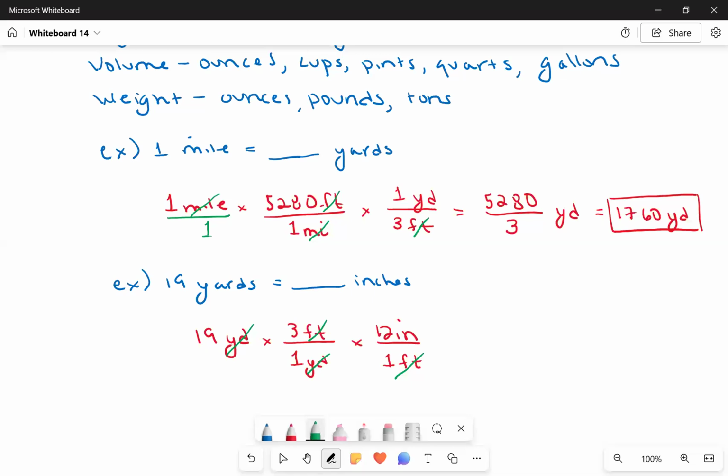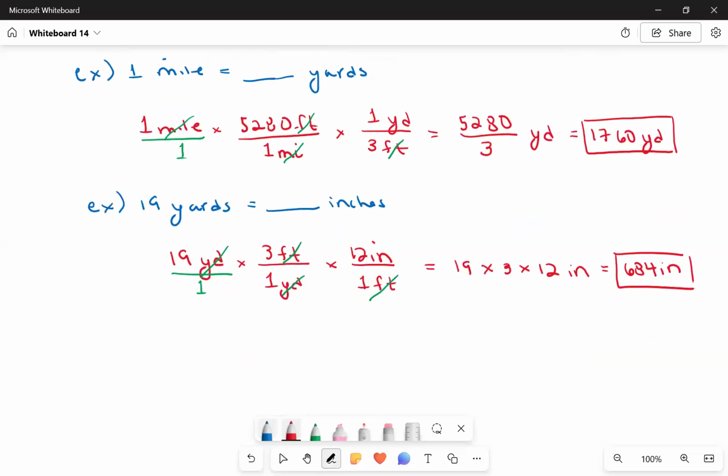What I am left with in the numerator is 19 times 3 times 12. By the way, sorry, this is over 1. It's all over 1 technically in the denominator, so I'm not going to write that. I hope you are comfortable with me not writing the 1 in the denominator. And that's inches because that's what I was left with. Getting my calculator, I get 684 inches.